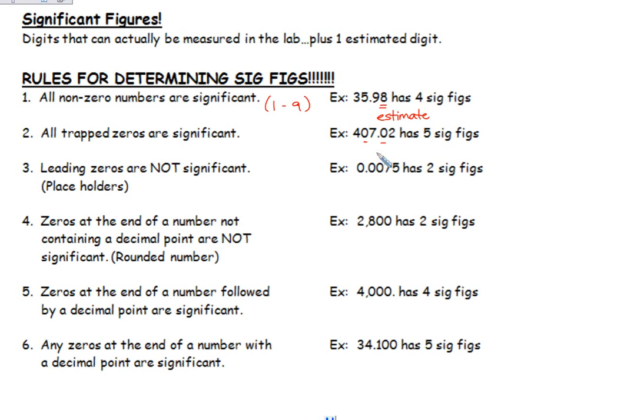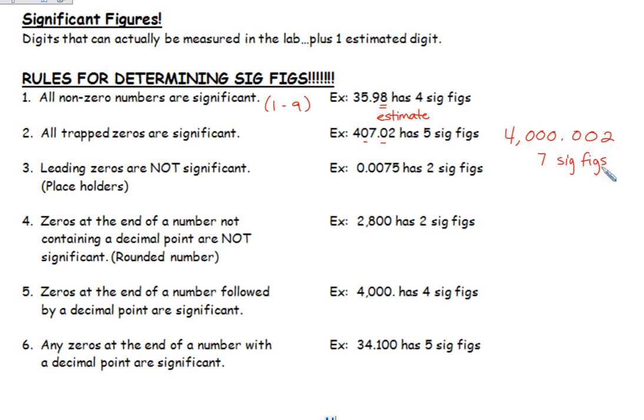Excellent. Even if I had something a little crazier, like, I don't know, maybe it was 4,000.002, something like that. All of those zeros in the middle are trapped zeros, and they all count as part of the measurement. So we would say this is 1, 2, 3, 4, 5, 6, 7 sig figs. Oh, it's all a breeze, right? This is so easy. Rule number 3.